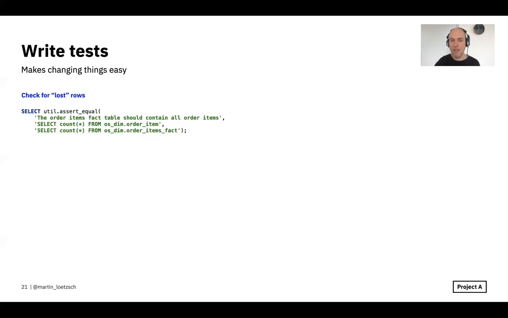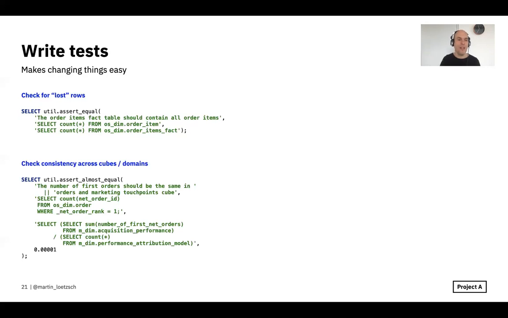The easiest part is just making sure that you don't lose rows. If you do something like a transfer of metrics from one domain to the other, make sure that they sum up. For example, you want to make sure that the number of first orders from some order table is the same as the number of attributed first orders in some marketing pipeline divided by the number of attribution models, and you want the difference to be less than 0.1%.